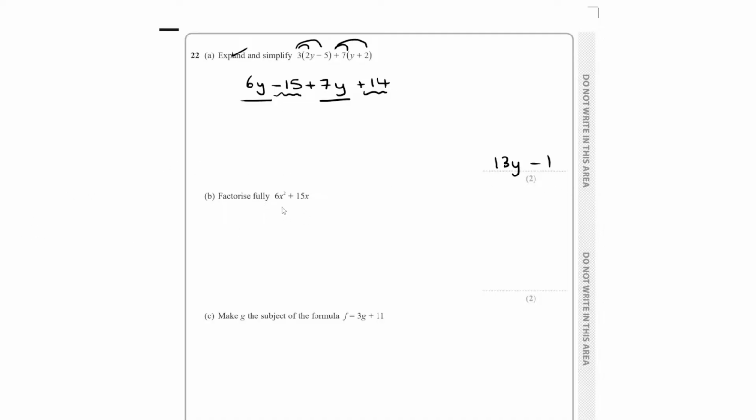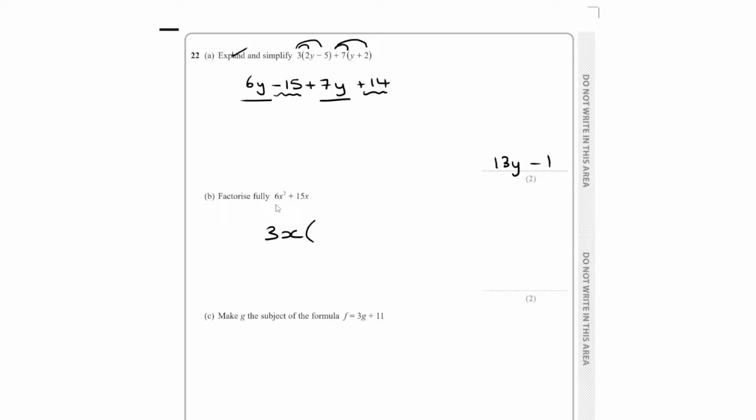Part B, factorize fully 6x squared plus 15x. So this is, even though it's a quadratic, it's not a full quadratic. I'm missing the last bit, aren't I? So it's going to go only into a single bracket. What can I pull out of both of those terms in common? First of all, a number. The highest common factor of 6 and 15 would be 3, wouldn't it? That's the biggest. And then the highest common factor of, if you think about letters, x squared and x, I could also pull out an x.